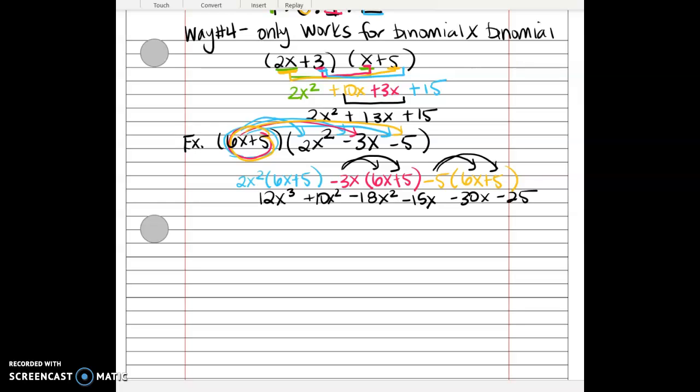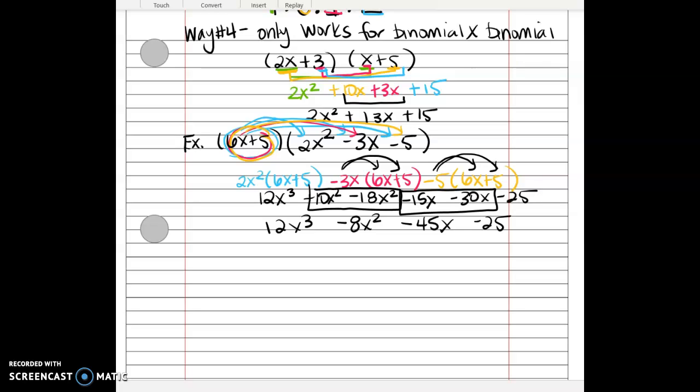Now it looks like we've got a bunch of things we can combine here. Looks like I have a 10x squared minus 18x squared, so that's negative 8x squared. I still have that 12x to the third power. I have a negative 15x minus 30x. Well, that would give me negative 45x. And then I have that minus 25.